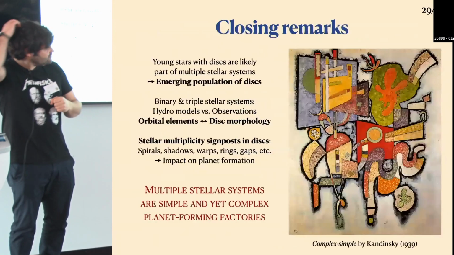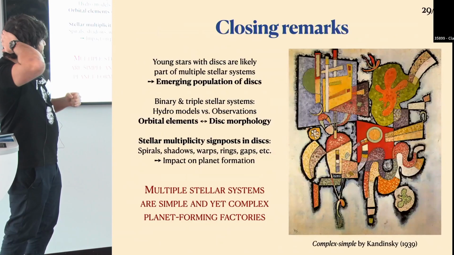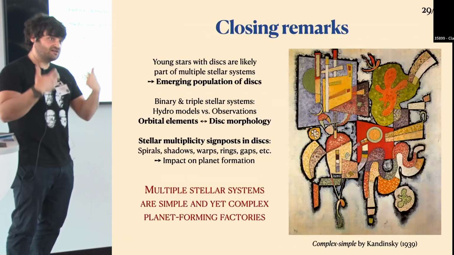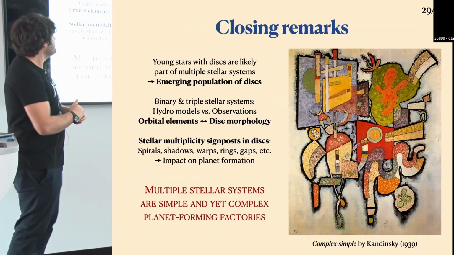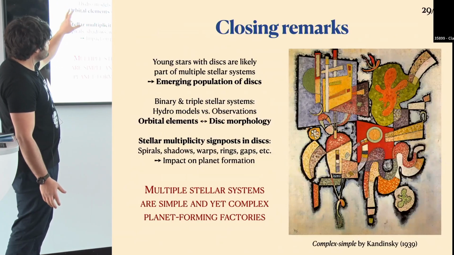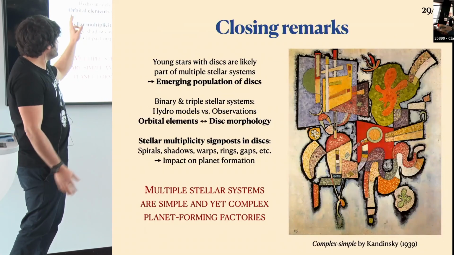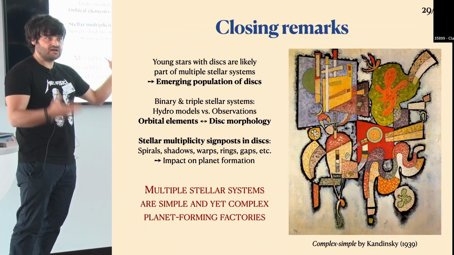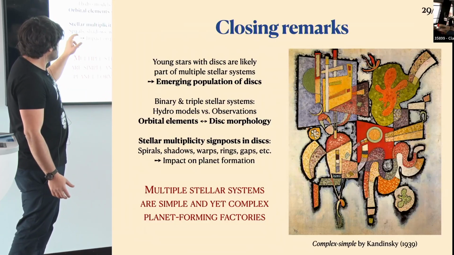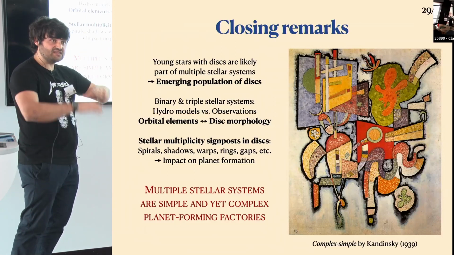So now, coming to the conclusion, I hope I convinced you that young stars with disks are very likely part of multiple stellar systems, and there is an emerging population of disks that we can model with Phantom, and we can derive some conclusions about what would happen in the systems. Binary and triple stellar systems, thanks to this comparison between hydrodynamical models and observations, we can now connect orbital elements to disk morphology, I would say, in a robust way. And there are multiple stellar multiplicity signposts in disks. I showed you there are spirals, shadows, warps, rings, gaps. There are many things that can happen.